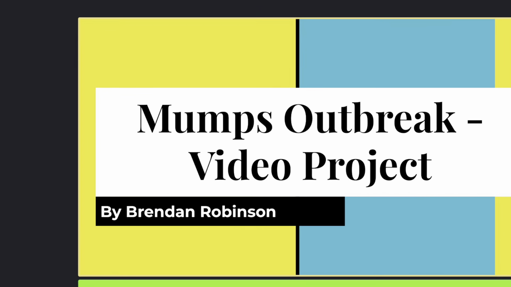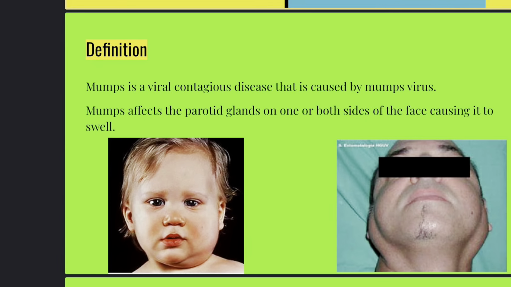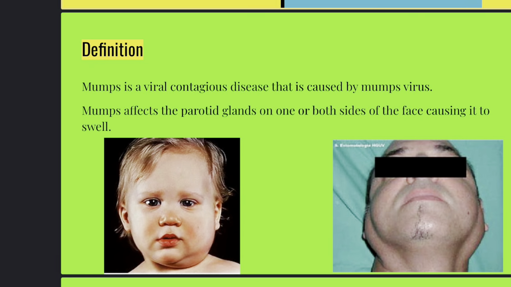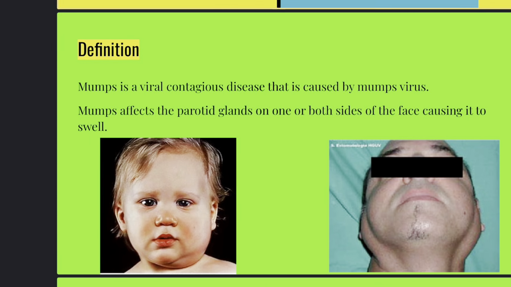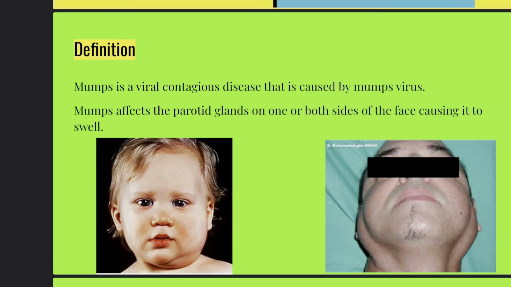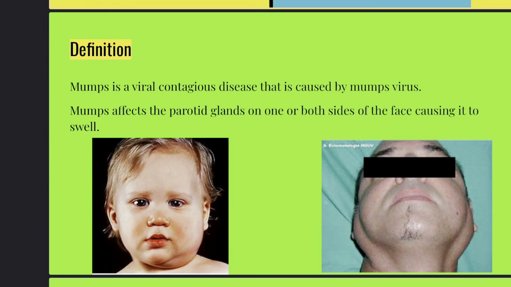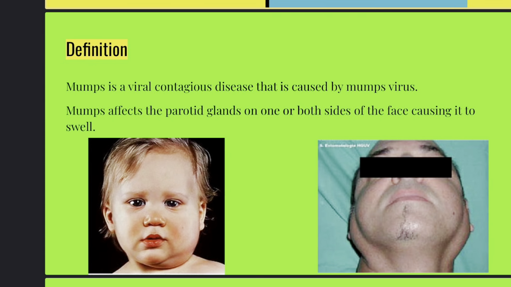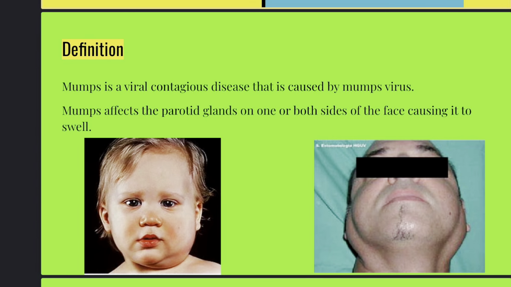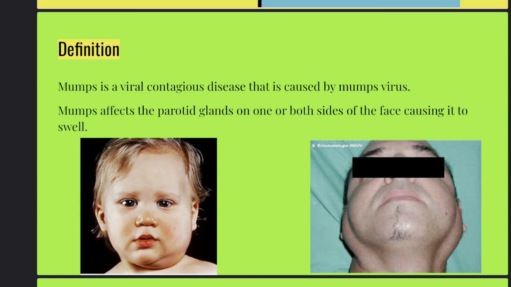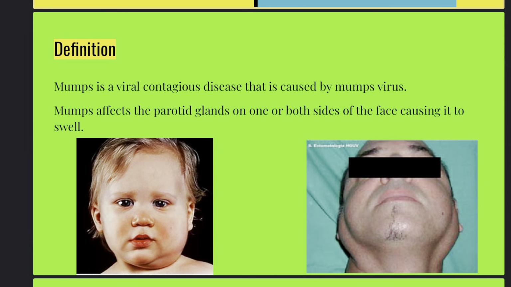Mumps outbreak. Mumps is a viral disease that is and has been spreading all over the world. Mumps illness comes from a virus and it affects the parotid glands on each side of the face. Mumps is spread through contact with respiratory secretions, including saliva from an infected person.